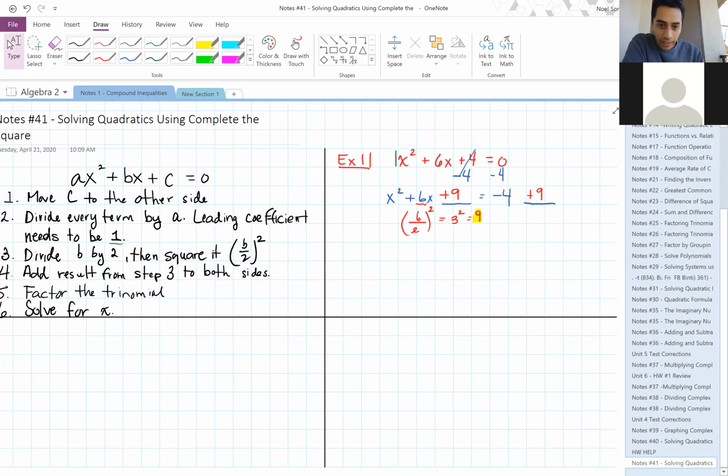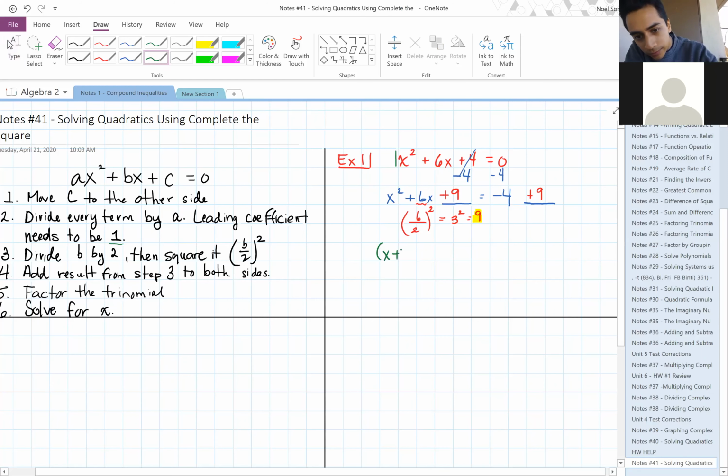Oh, here it is. Good. It would be 3x plus 3 times x plus 3. Good. Okay, so this factors into x plus 3 times x plus 3. Okay, and at the same time, let's go ahead and clean up the other side of the equal sign. Negative 4 plus 9 is equal to 5.